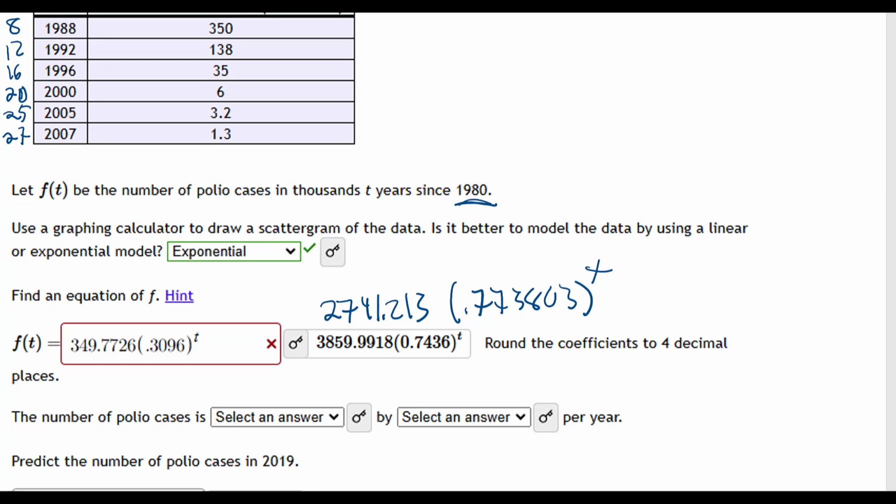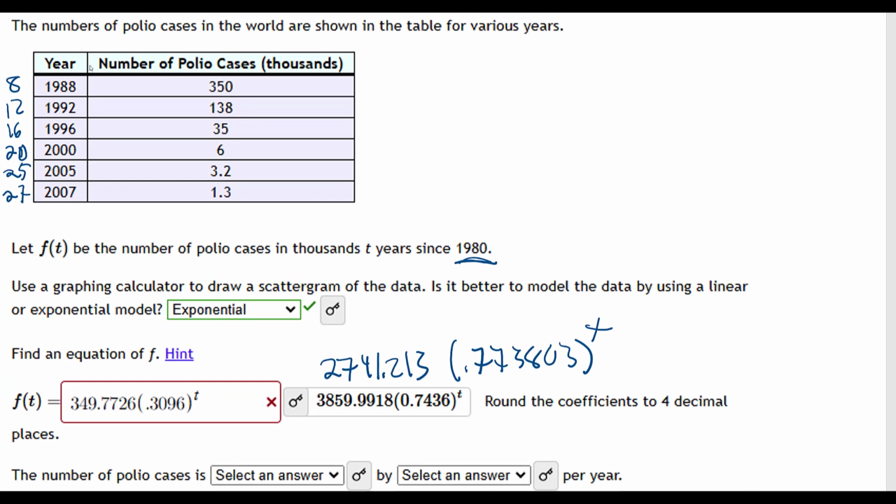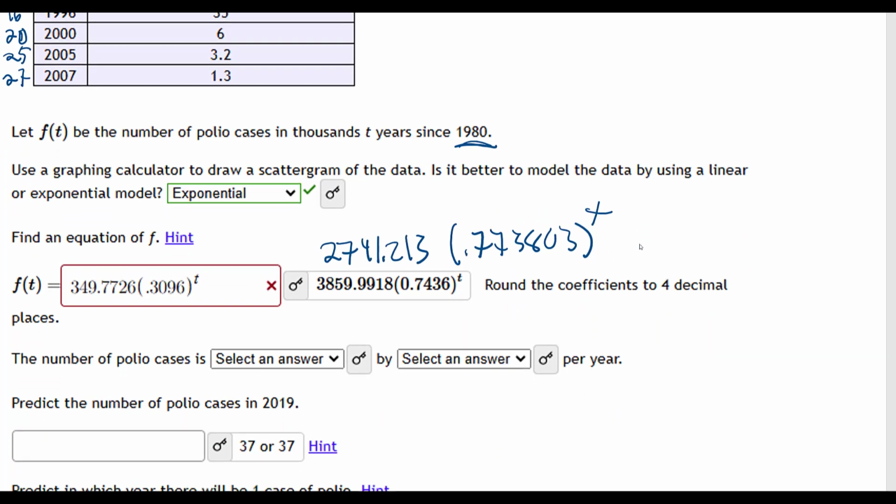Okay, so that's how I would have gone about finding these values using Desmos. I wonder why Desmos is off a bit from what the TI came up with. This is not the first problem that's been off. So let me just confirm. I did 16, 35, 20 and 6, 25 and 3.2, 27 and 1.3, and then I had 8 and 350. So that's what I had. So that's what we come up with.